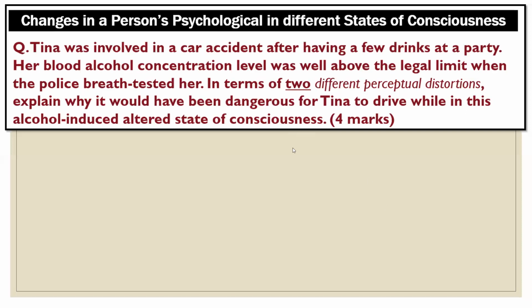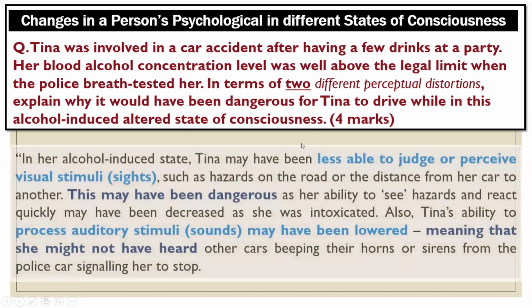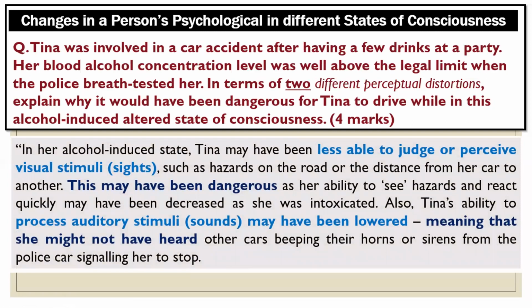Yeah, so what I'll do, guys, is I'll just project up the answer now. This is just a sample answer, and you could have written it differently but still get the same mark. So it just says, in her alcohol-induced state, Tina may have been less able to judge or perceive sights, like visual related things, such as hazards on the road or the distance from her car to another. This may have been dangerous because her ability to see hazards and react may have been decreased because she was intoxicated. Also, Tina's ability to process sounds, so auditory stimuli, may have been lowered, meaning she might not have heard other cars beeping their horns at her or the sirens from the police car that might have been signaling her to stop. So that's just a sample answer.